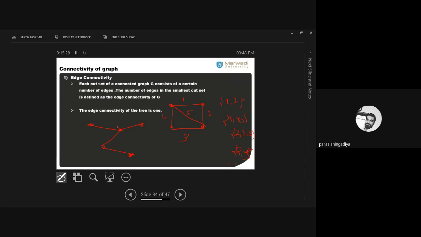So what will be its vertex edge connectivity? You have to remove one edge, right? To disconnect the graph you only need to remove a single edge. Means every edge is a cut set of this graph, and every cut set is a single edge only, and therefore these are the cut sets of this graph. Clear? So for any tree with any number of vertices, the cut edge connectivity of the graph is always 1.